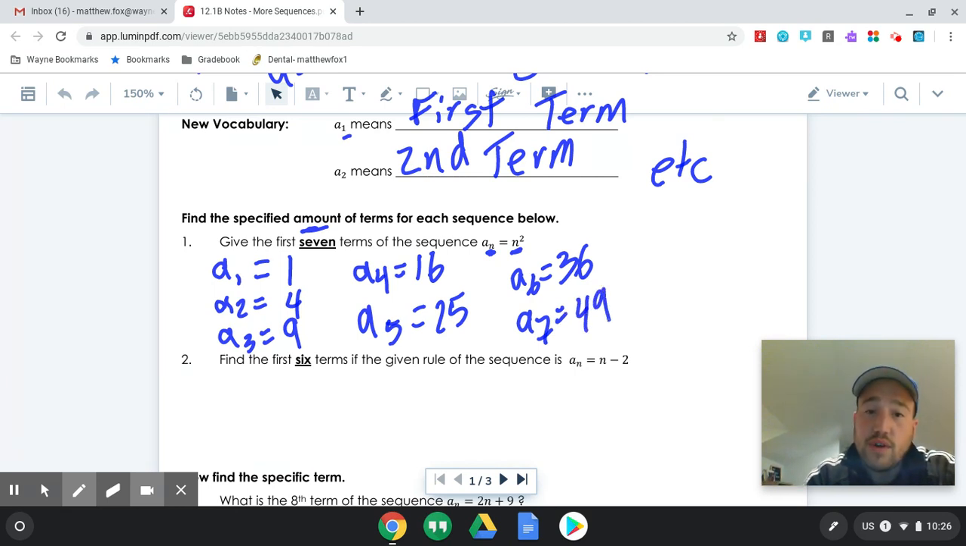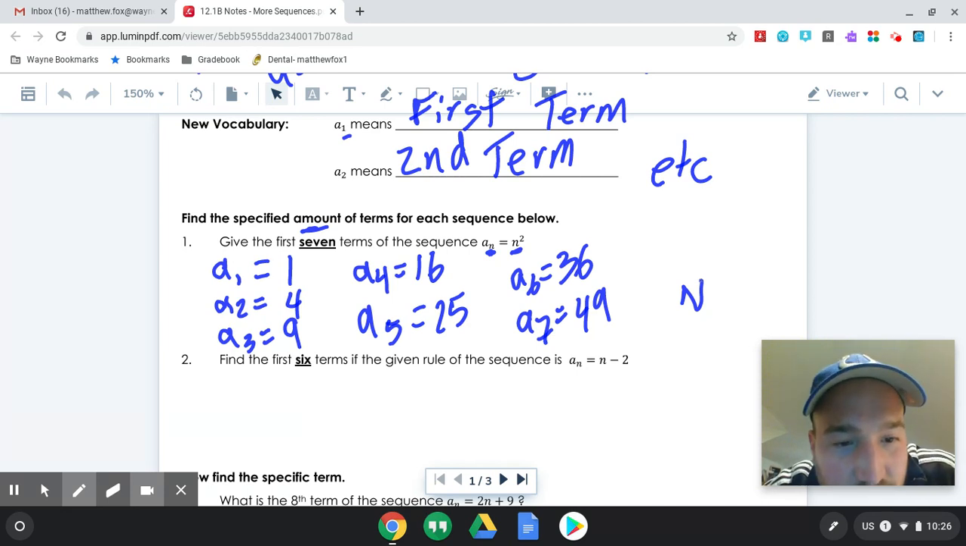Now, if we look here, we can check, is this geometric or arithmetic? 1 to 4, multiplies by 4, but 4 times 4 is not 9. Okay, so it can't be geometric. Arithmetic, it adds 3, then it adds 5, then it adds 7. So nope, this would be N for neither.